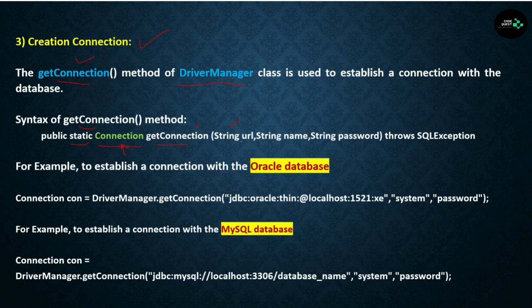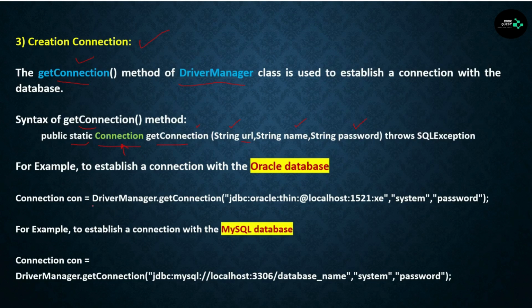Now, inside this getConnection method, there are three parameters. The first one is a URL, which has some other details. The second one is nothing but the username through which we connect to a database. And the third one is nothing but the password that we have used to connect to a database. Now let us see a sample if we are dealing with the Oracle database here.